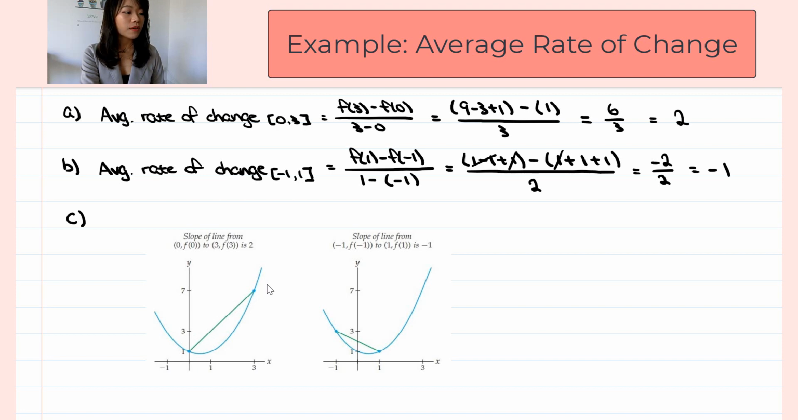And from part B, we found that the average rate of change over the interval from -1 to 1 is -1, which means when we connect the 2 points, -1 and f of -1, and 1 and f of 1, this line, the green line, has a slope of -1.